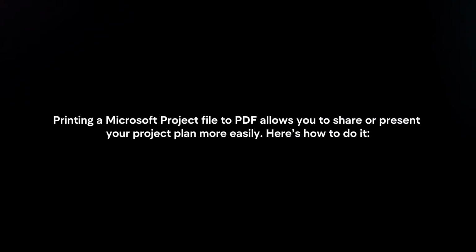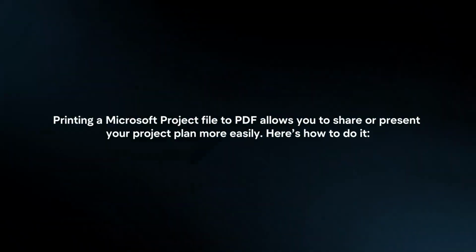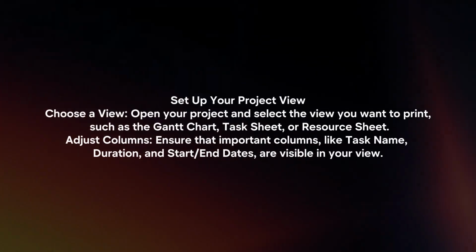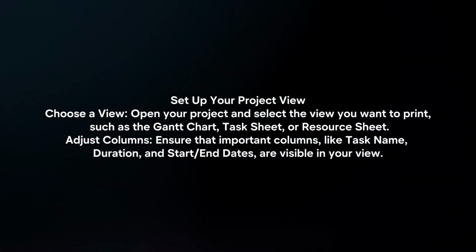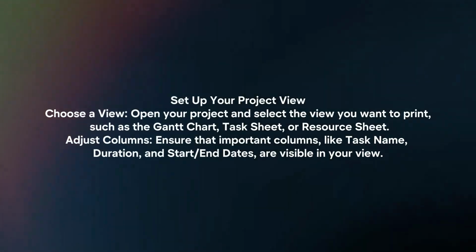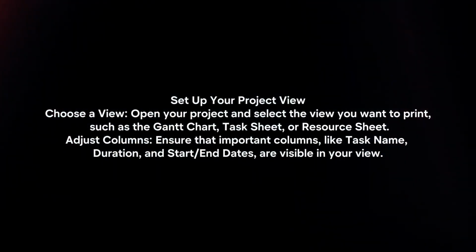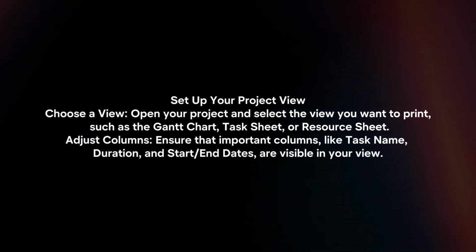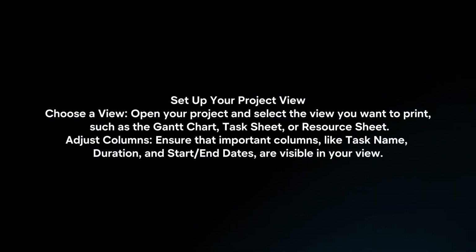Printing a Microsoft project file to PDF allows you to share or present your project plan more easily. Here's how to do it. Set up your project view. Choose a view. Open your project and select the view you want to print, such as the Gantt chart, task sheet, or resource sheet. Adjust columns. Ensure that important columns like task name, duration, and start or end dates are visible in your view.